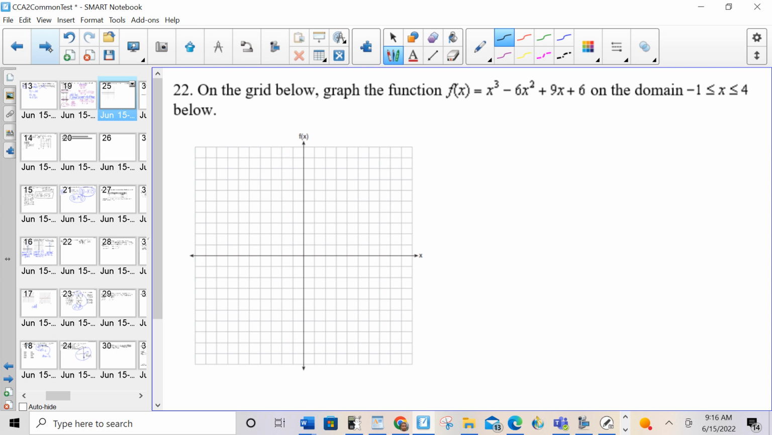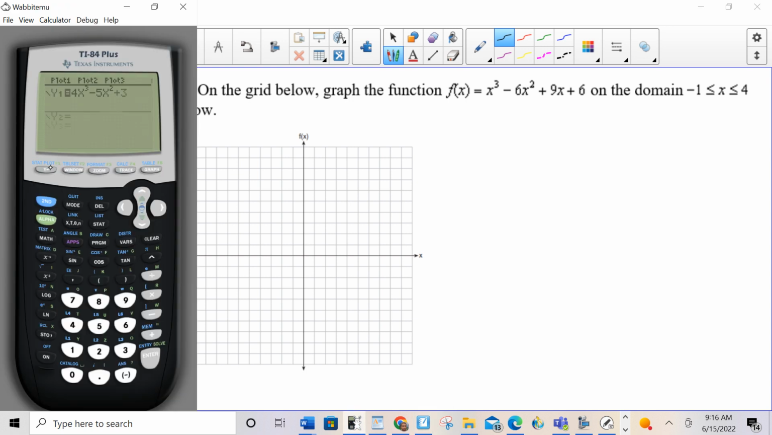On the grid below, graphing. I hope you don't mess your graphing question up. This could be a 2-point question. It could be incorporated into a 4-point question, and it's usually incorporated into a 6-point question. They want you to graph something: go to the calculator, go to y equals, type it in.